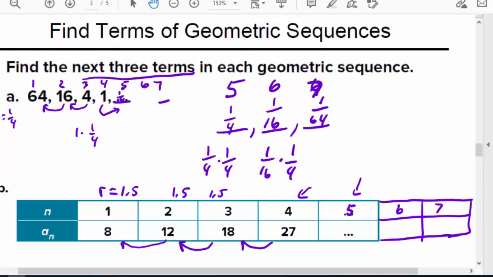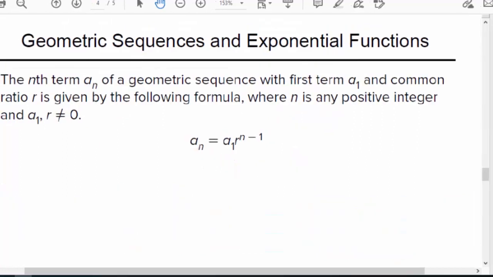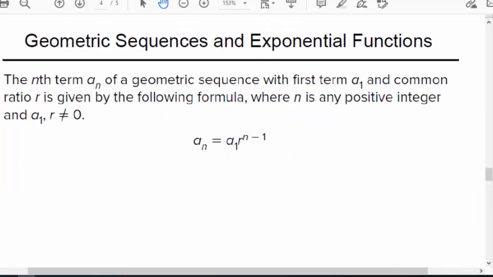Well, go back to term number 4, which is 27, and times it by 1.5. And the fifth term ends up being 40.5. Then we take this term and times it by 1.5 to get the sixth term, that would give us 60.75. And then times by 1.5, and that would give us 91.125. All right, so we got a geometric sequence, and how are they related to exponential functions?